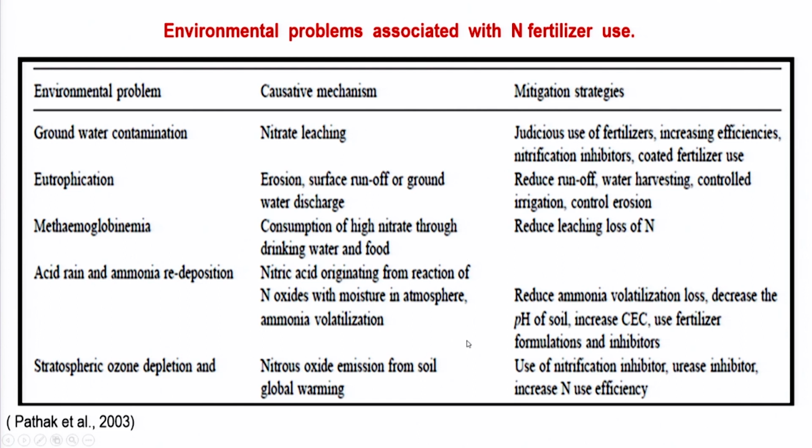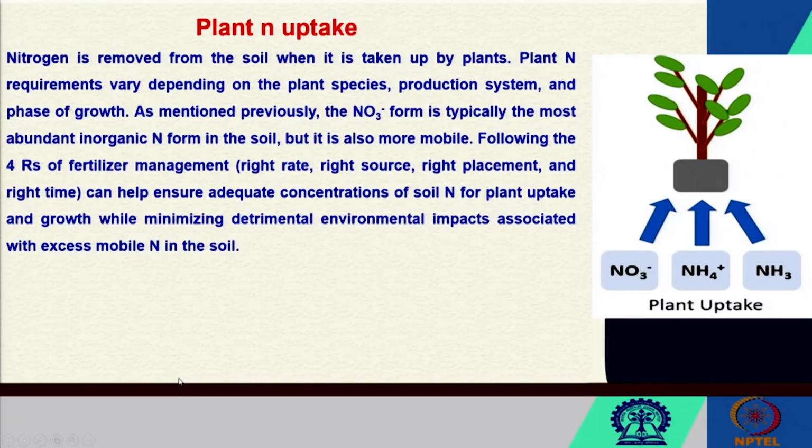And then stratospheric ozone depletion is basically caused by nitrous oxide emission from soil, and global warming. The mitigation strategies are the use of nitrification inhibitors and urease inhibitors, and if we can increase the nitrogen use efficiency, that will also reduce the stratospheric ozone depletion effect.